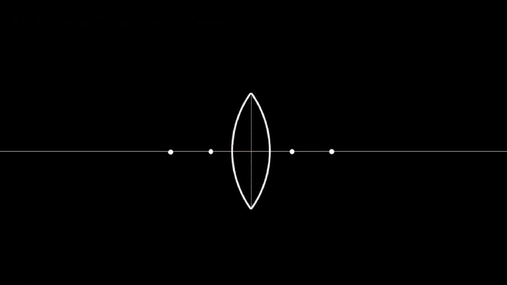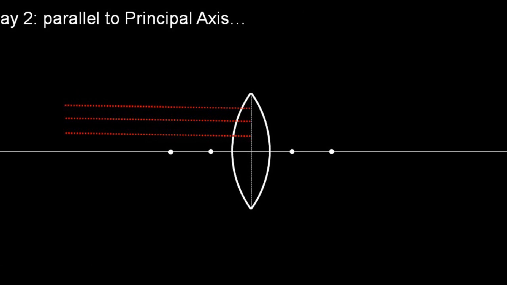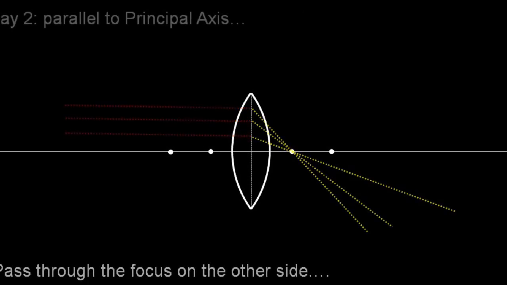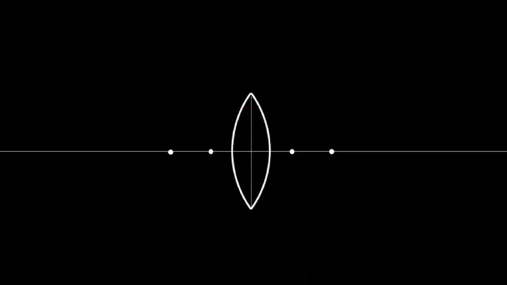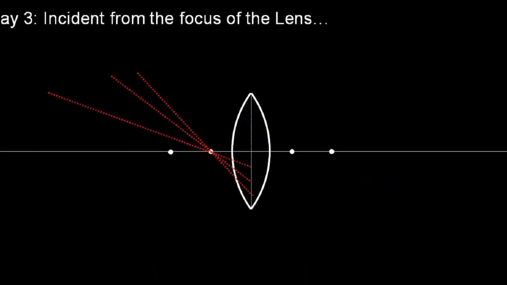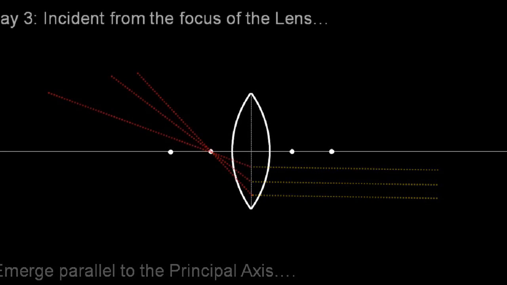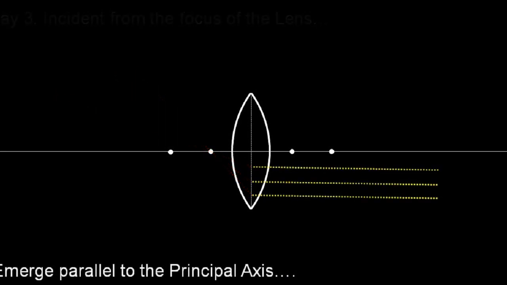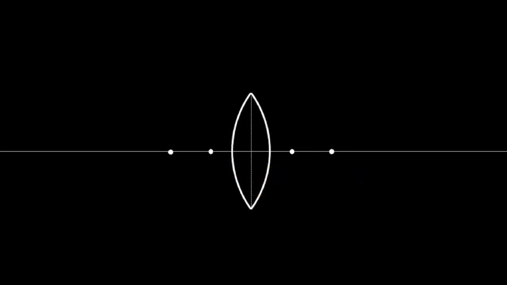The second kind of ray is parallel to the principal axis and then it passes through the focus of the lens on the other side. While the third ray is incident through the focus on one side, and once it is incident upon the lens, it passes parallel to the principal axis.